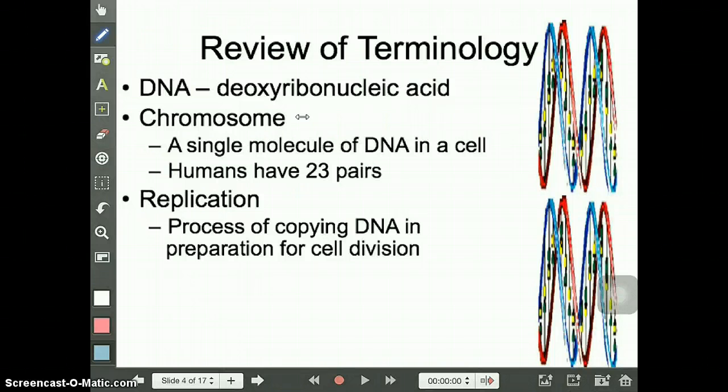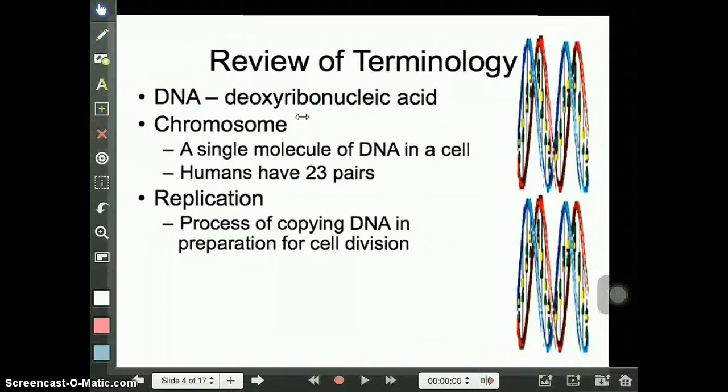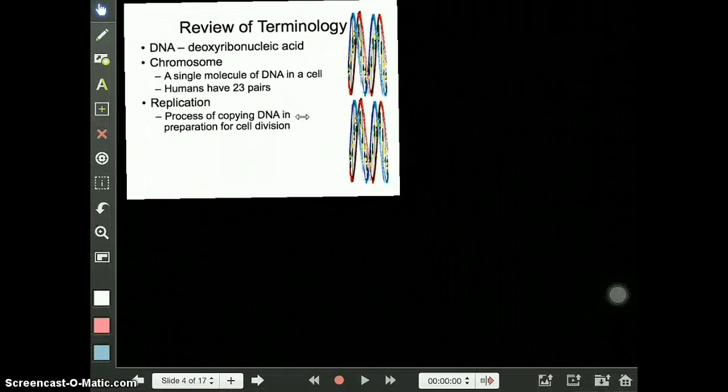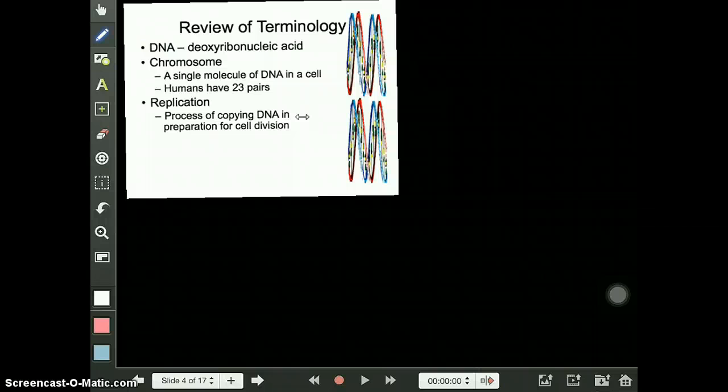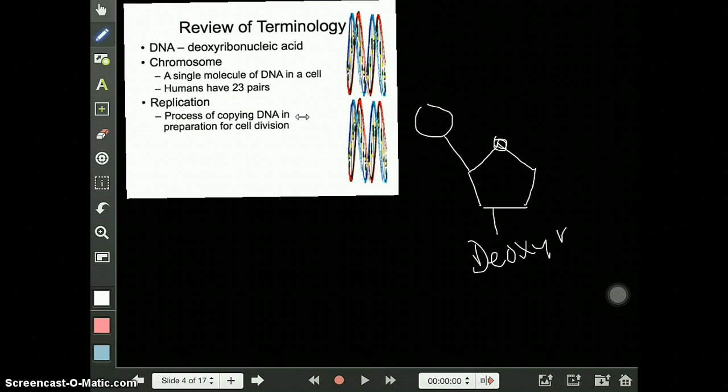Now, disregard some of the pictures over on the right-hand side. They're not working as well as they should. But what is DNA? The term DNA actually stands for deoxyribonucleic acid. Deoxyribonucleic acid, because when I look at my structure, I am going to have a 5-carbon sugar molecule known as deoxyribose. Ribose is our sugar, and deoxyribose is without an oxygen.